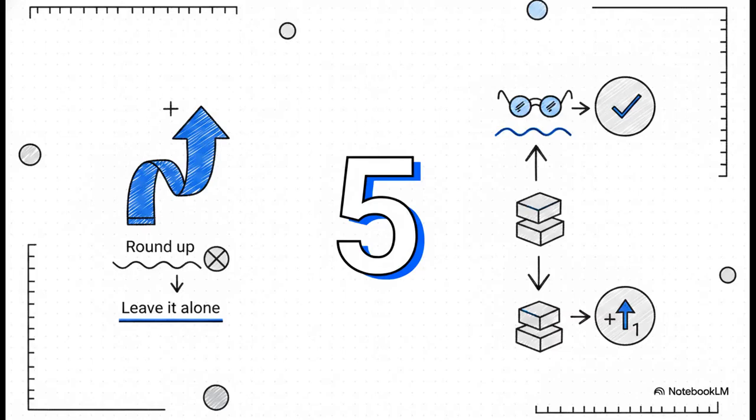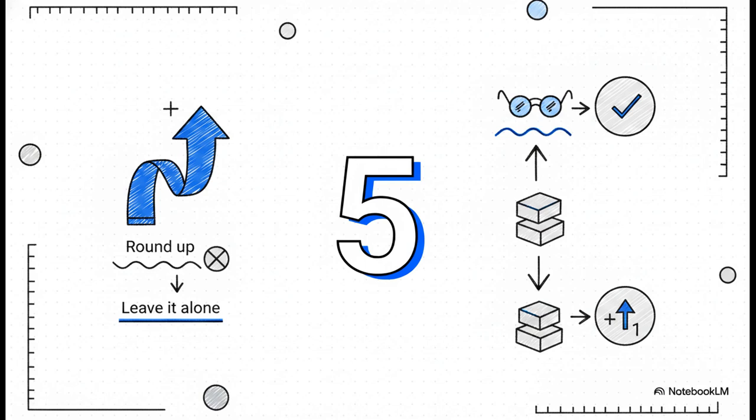Quick aside before we get to the math. What happens when you're rounding off and the number is exactly a 5? If the digit you're dropping is greater than 5, you round up. Less than 5, you leave it. But exactly 5? You gotta use the odd-even rule.